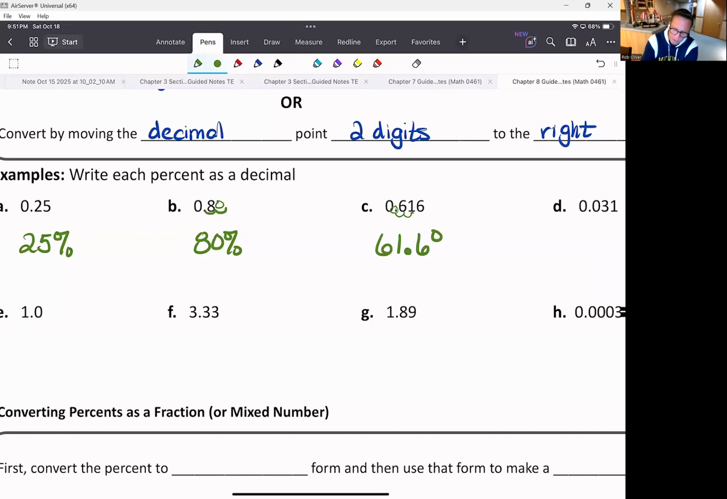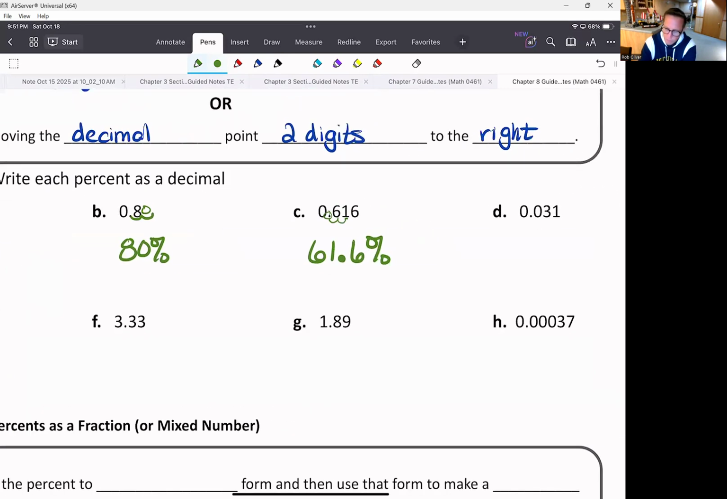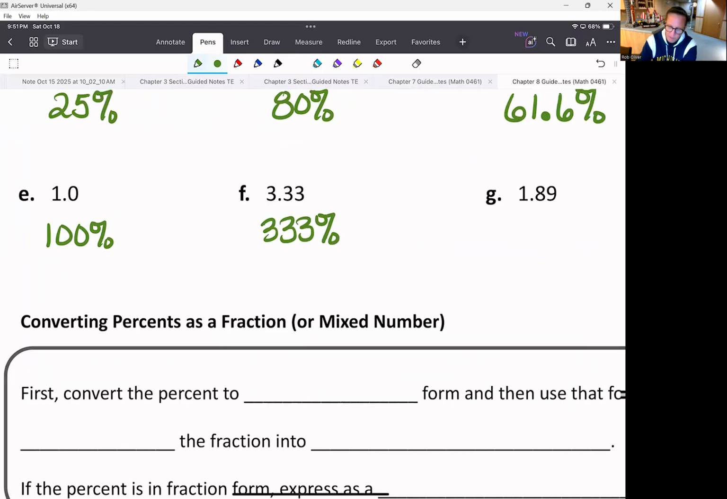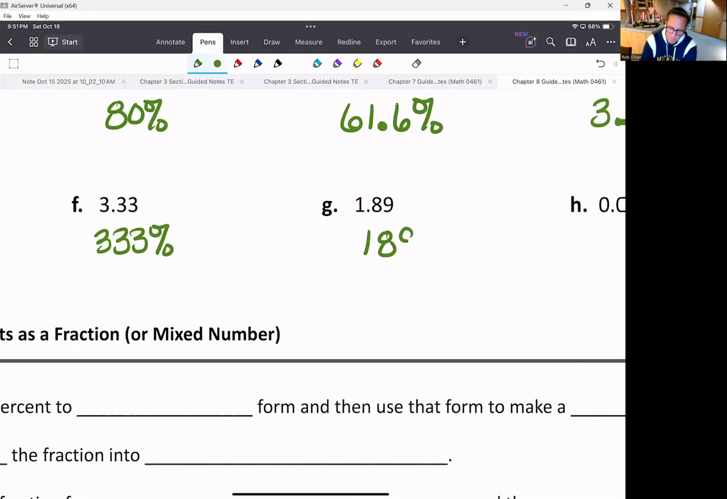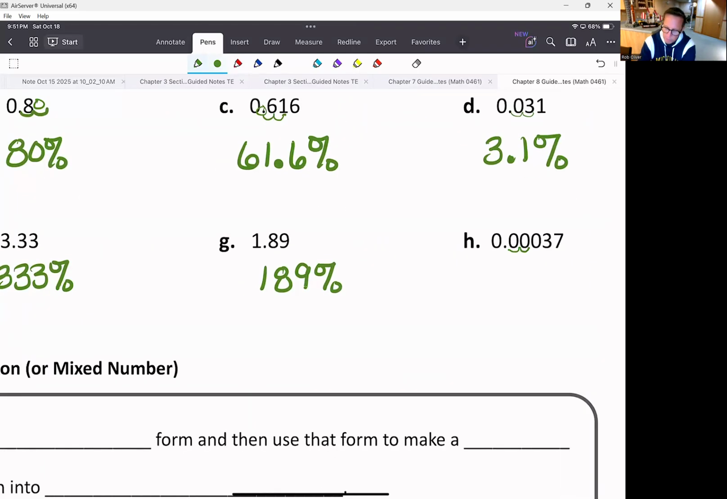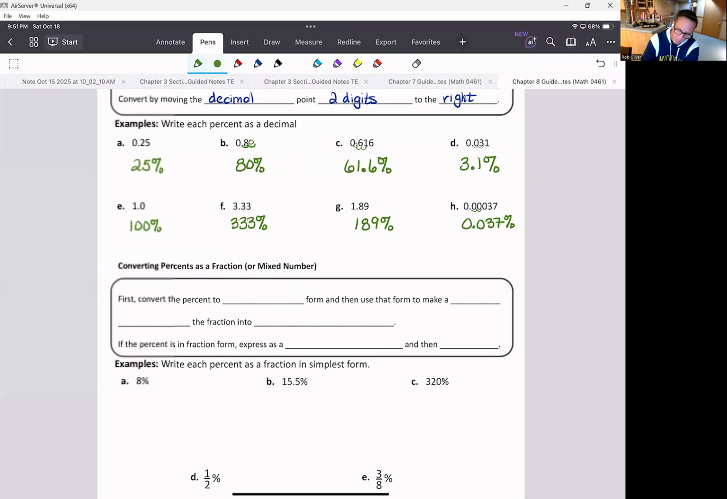Right here, you're moving it over 2 places, so it's between the 1 and the 6. So 61.6%. Right here, it moves over 2 places, 3.1%. Right here, this is 100%. This is going to be 333%. 189%. And right here, this one's just moving over 2 places, so it's still a pretty small percent, but it's a little different than what it was before. So 37 thousandths of a percent, of 1%.